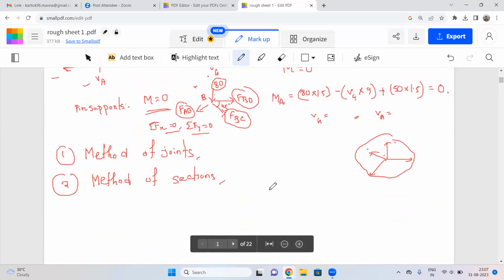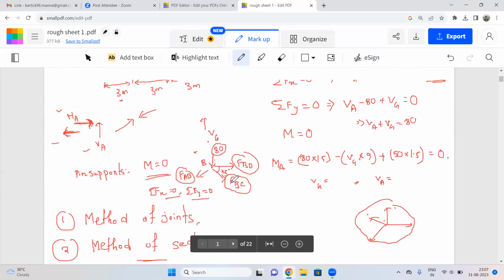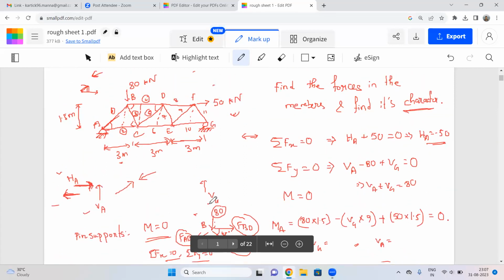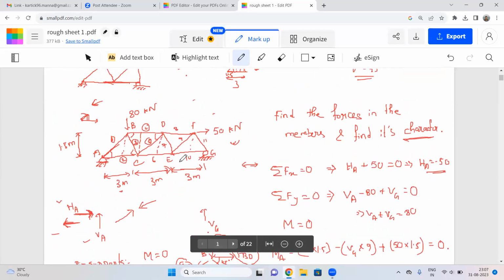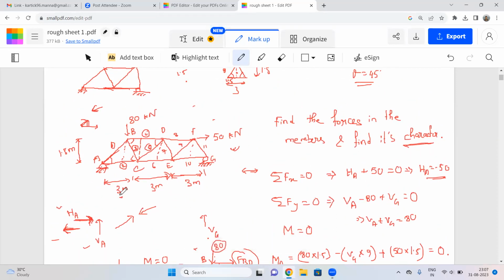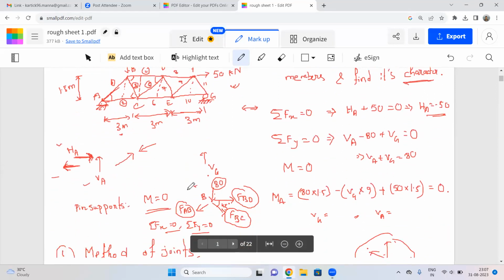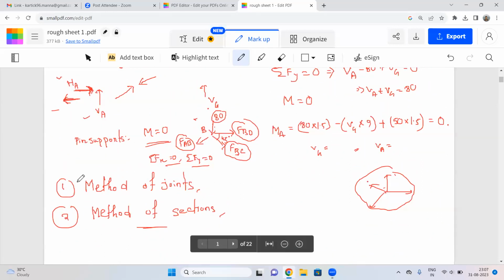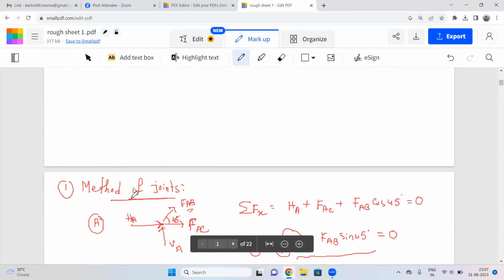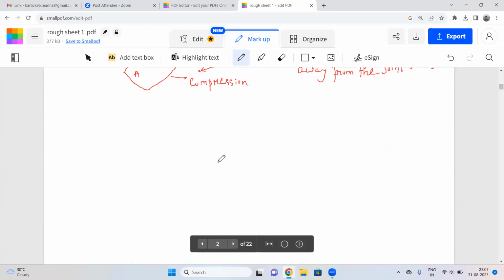So now what we'll do, we'll learn about the method of section. For method of joint and method of section, for both the cases, what is our initial step? Our initial step is to find out the reaction at A and G. That is our initial step. After finding that VA, HA, and VG, we need to use this method of joint and method of section. So now we'll discuss the method of section.